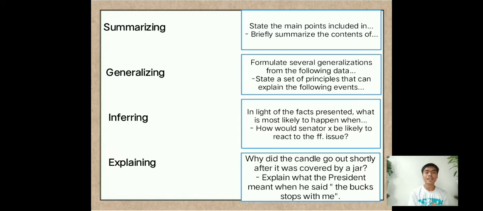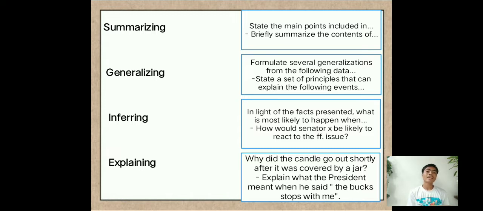Generalizing: formulate several generalizations from the following data. State a set of principles that can explain the following events. So there would be a generalization included during the test or in preparing a test. Inferring: in light of the facts presented, what is most likely to happen when, and how would Senator X likely react to the following issue? You challenge the students to create an inference or outcome with regard to the situation or the question being asked.